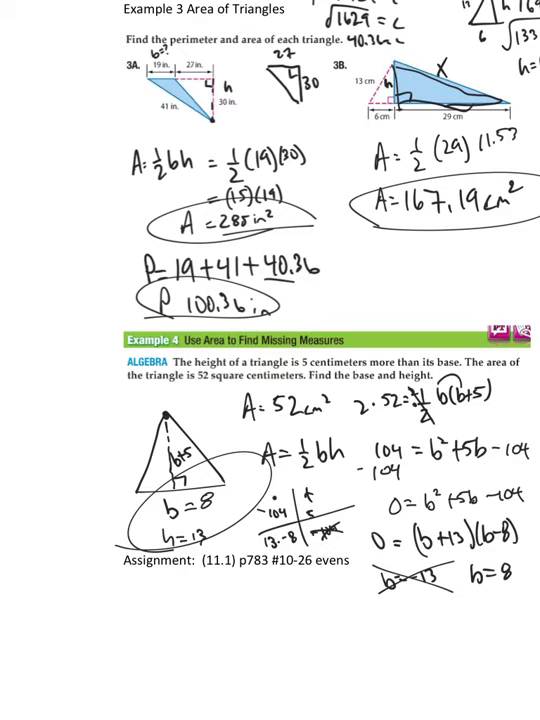Your homework, I've only got 3 triangles on there. They'll be more similar to those first couple examples. I think it's numbers 5, 6, and 9 from page 583. So ignore this if you're watching. In Canvas, your assignment is posted. So just 5, 6, and 9.